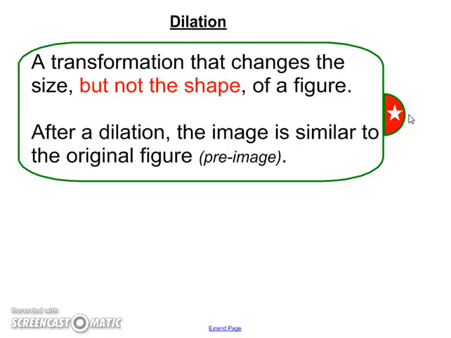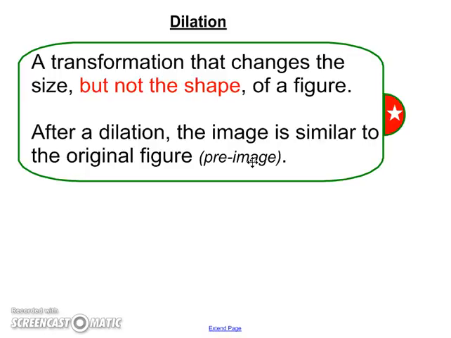A dilation is a transformation that changes the size but not the shape of a figure. After a dilation, the image is similar to the original figure, which, by the way, is called the pre-image. Why? I don't know. That's just what we call them. It's just some of the mathematical terms that have come up from the beginning. So the pre-image is the original. The image is the result of the dilation, of the transformation.